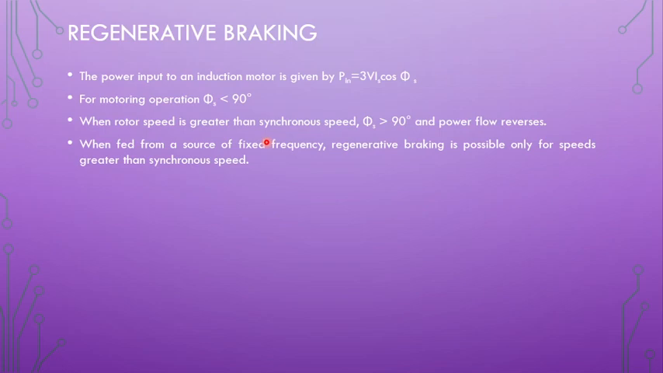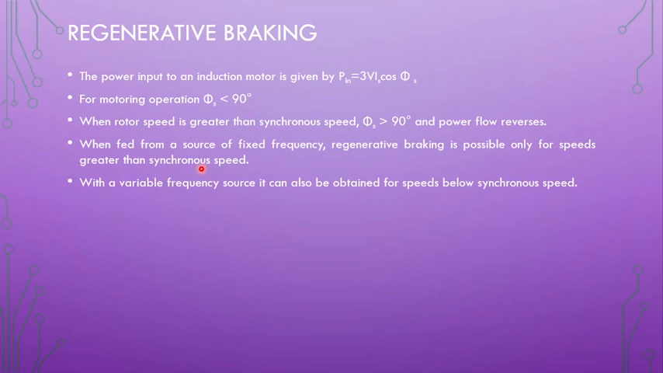So when this is fed from a fixed frequency, regenerative braking is possible only for speeds greater than synchronous speed. We can consider a vehicle which is going down the hill. In that case it is freely rotating, and there is a possibility that if it is out of control, the rotor speed will be greater than the stator speed, but it is a very rare phenomenon. But with the help of a variable frequency source, it can also be obtained for speeds below the synchronous speed.